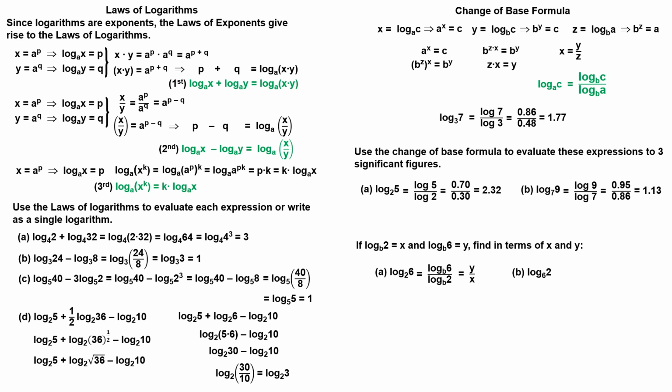Change the logarithm to base b and replace log base b of 2 with x and log base b of 6 with y. Change the logarithm to base b. Twelve is 2 times 6. Apply the second law. Replace log base b of 6 with y and log base b of 2 with x.